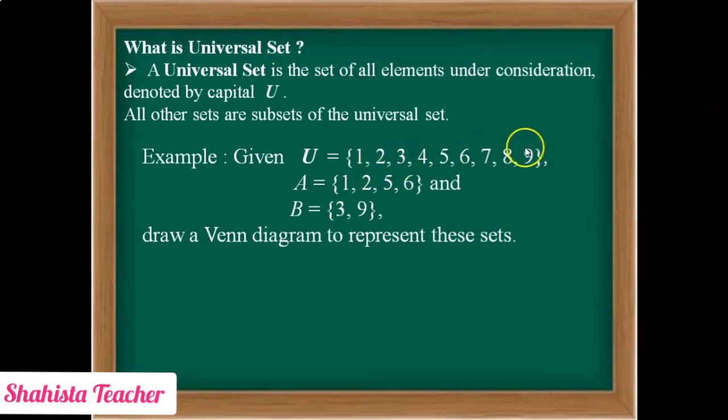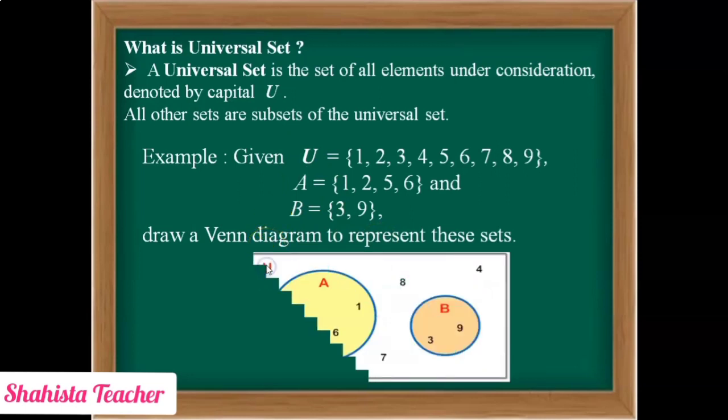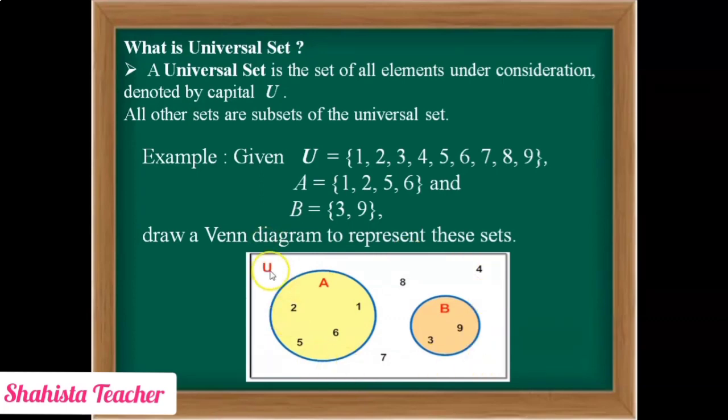Okay, so now we have to show this U, set A and set B in a Venn diagram. So draw a Venn diagram to represent the sets. First we will draw one rectangle. This rectangle is named U, that is the universal set.